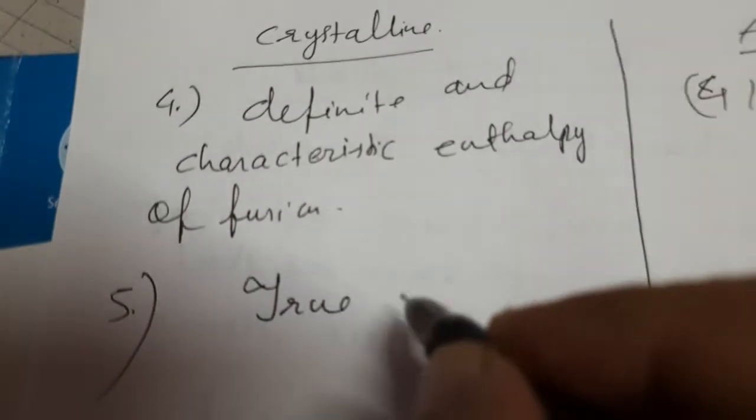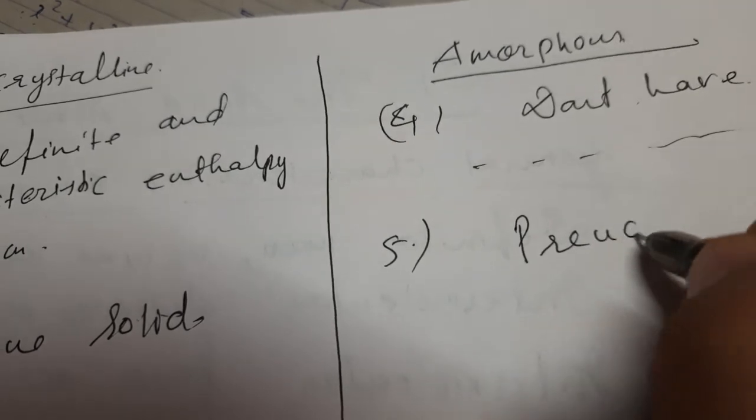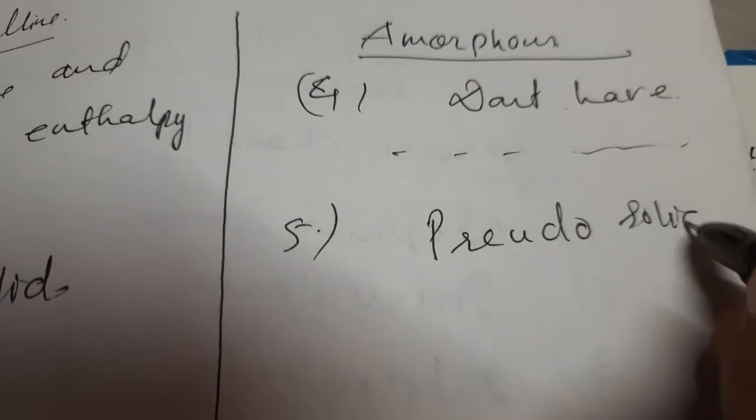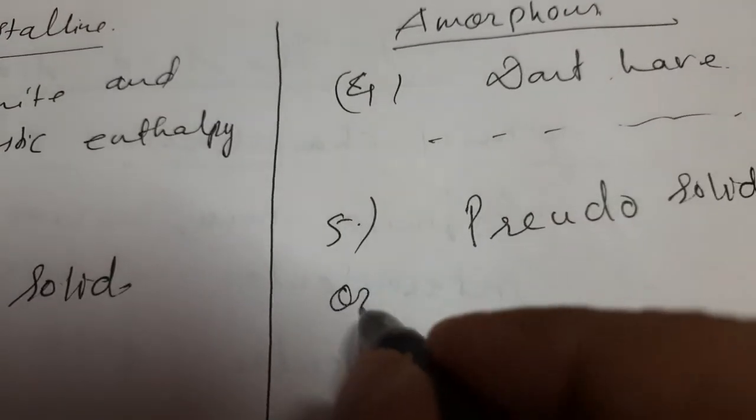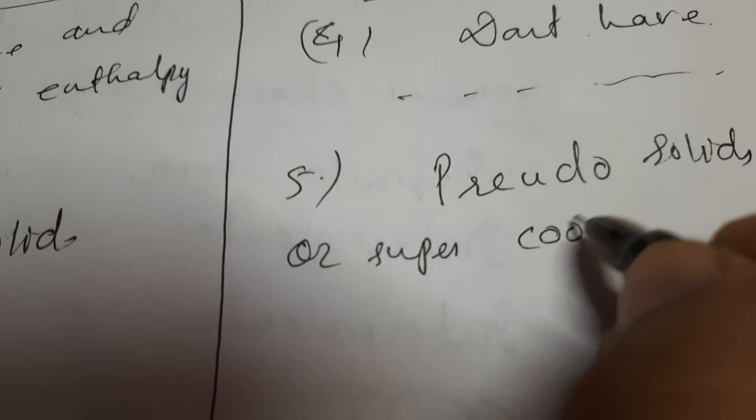Fifth point, they are known as true solids, whereas amorphous are called pseudo solids. Pseudo means false. Pseudo solids and super cooled liquids.